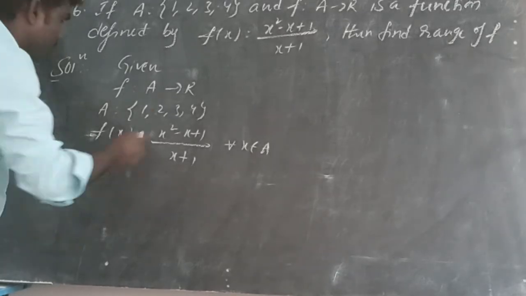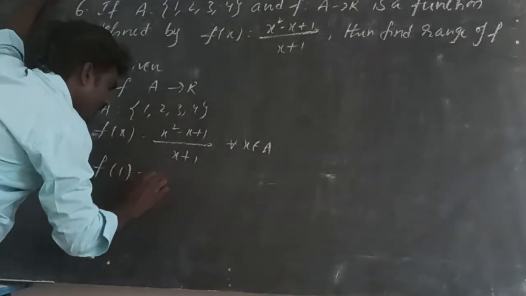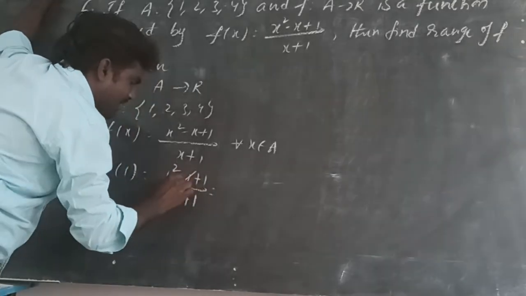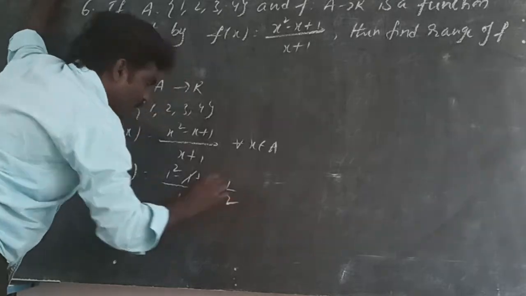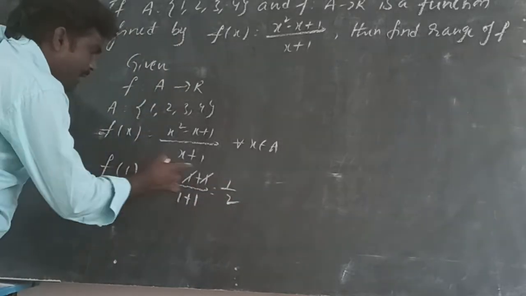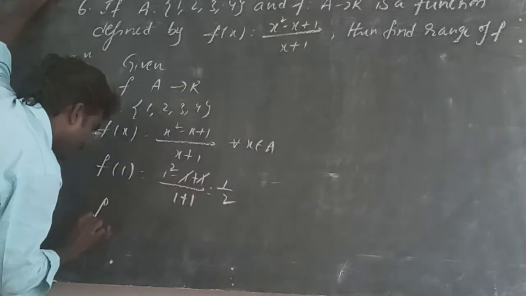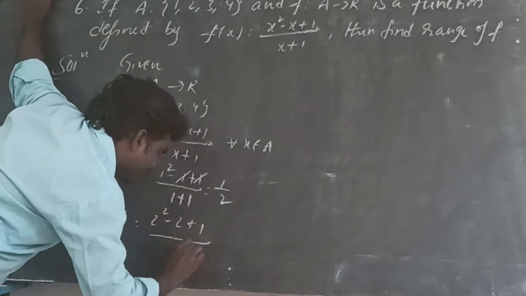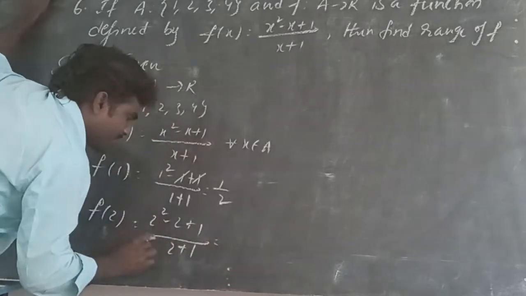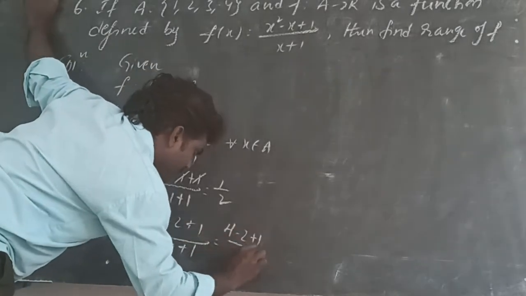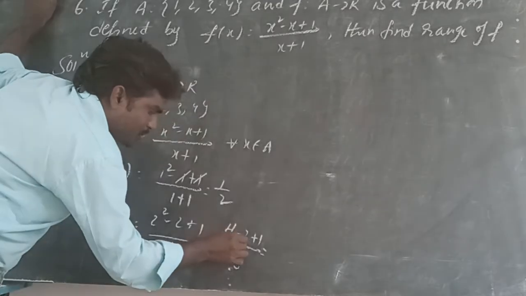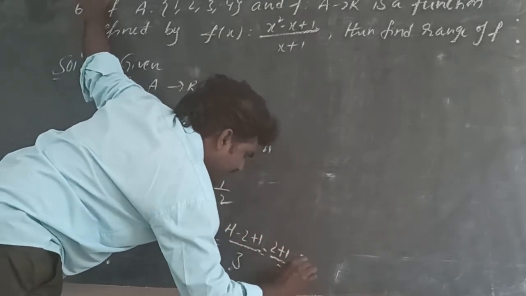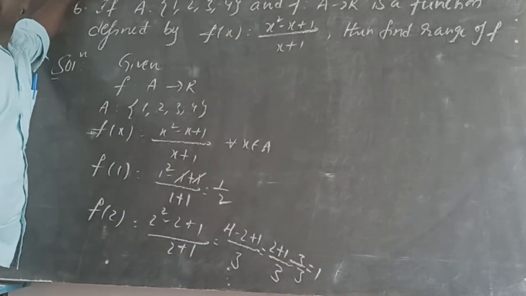Range. Okay, so here f of 1 is 1 square minus 1 plus 1 by 1 plus 1. So minus 1 plus 1 cancel, 1 by 2. Okay, so one mapping element is 1 by 2. Next f of 2 is 2 square minus 2 plus 1 by 2 plus 1. That is 2 square, 4 minus 2 plus 1 by 3. That is 4 minus 2, 2 plus 1 by 3. That is 3 by 3. That is equal to how much more? 1.